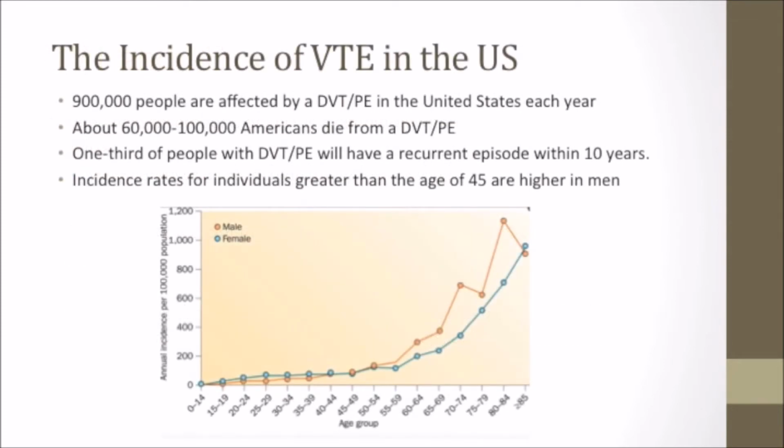The next slide is about the incidence of VTE in the United States. About 900,000 people are affected by a DVT or PE in the United States each year. 1/3 of the people with a DVT or PE will have a recurrent episode within the next 10 years. Incidence rates for individuals greater than the age of 45 are higher in men. Below, you can see a chart. As you get older, the incidence rates are higher in men than they are in women.